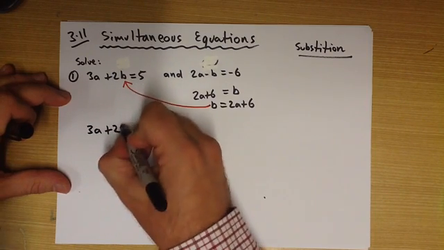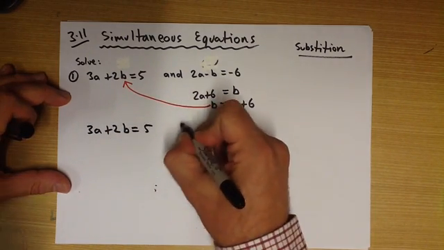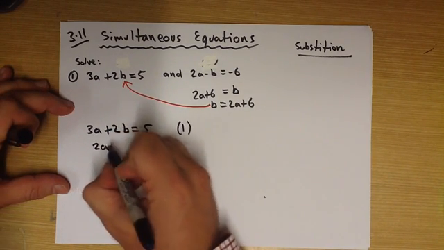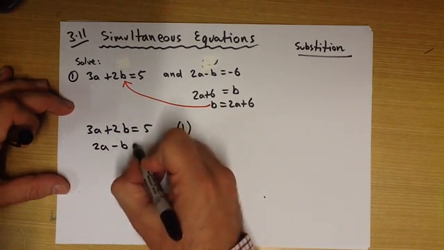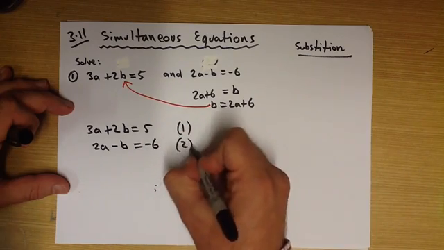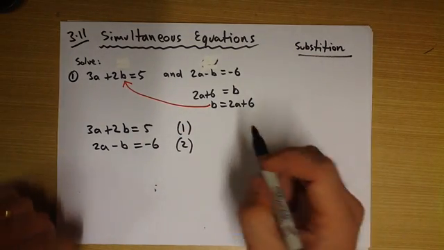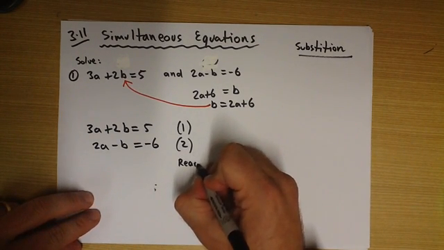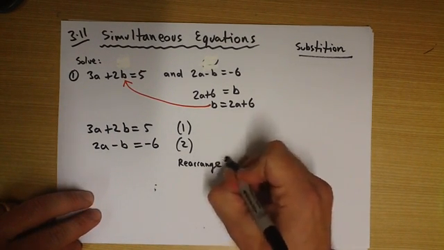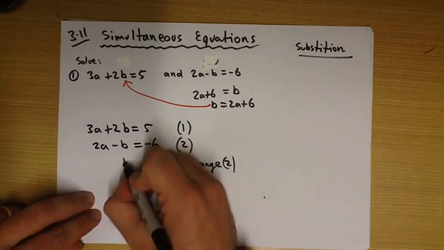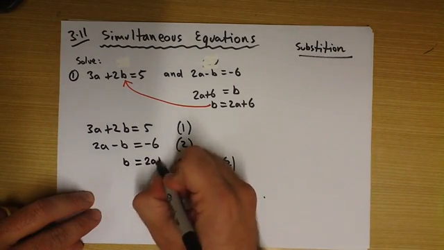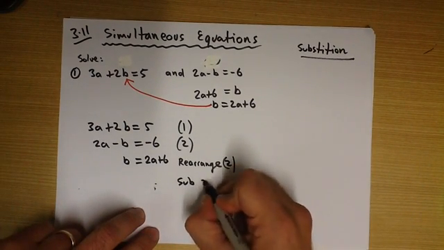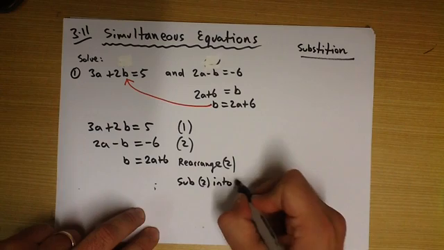3a plus 2b equals 5. That's equation 1. And 2a minus b equals minus 6. That's equation 2. Now what I'm going to do is rearrange 2. So rearrange 2. And that becomes b equals 2a plus 6. Okay, then I'm going to sub 2 into 1.